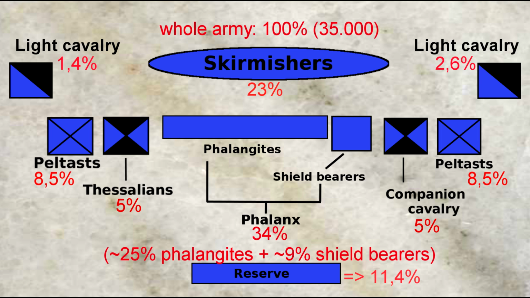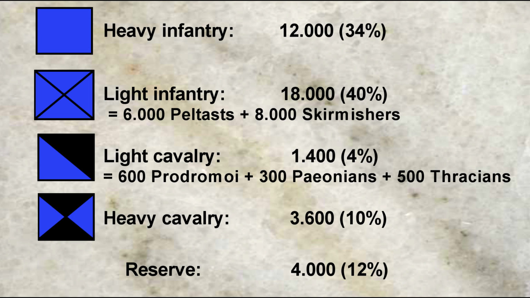So now I'm displaying here the percentages of the troop types. You can see that one quarter of the whole army would be the phalangites. Together with the shield bearers, the heavy infantry makes up 1/3 of the army, which is pretty reasonable considering that the phalanx had to bind and hold off the enemy, creating a safe zone in which light infantry and cavalry could retreat and also perform their movements.